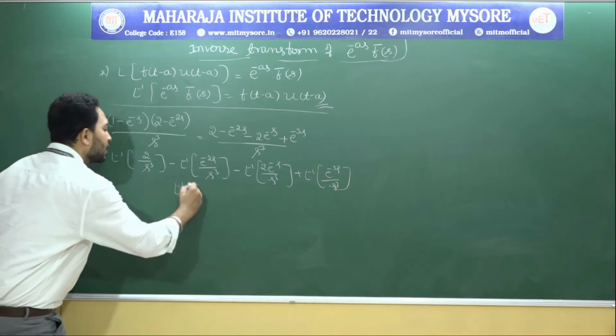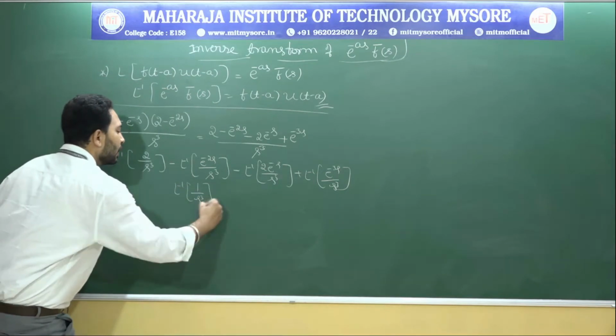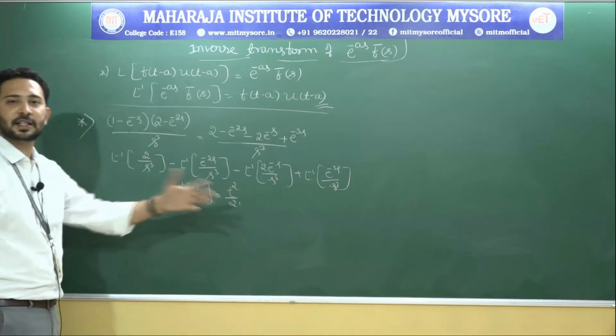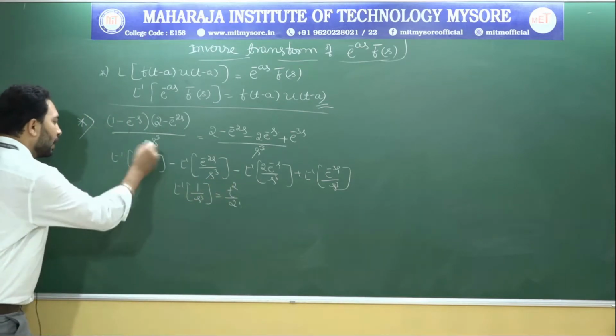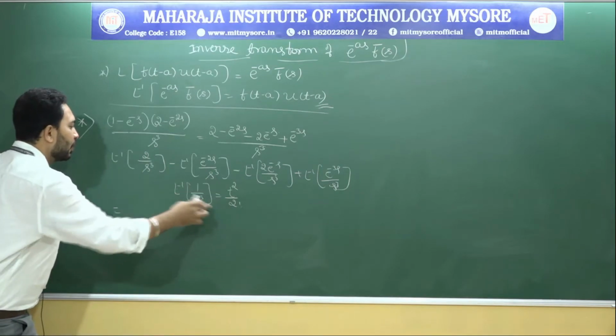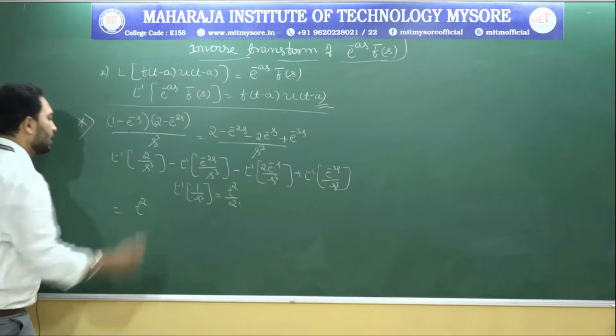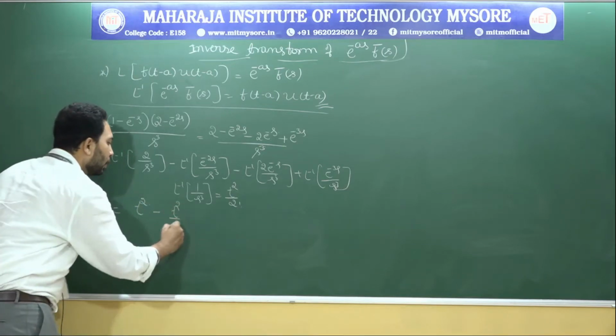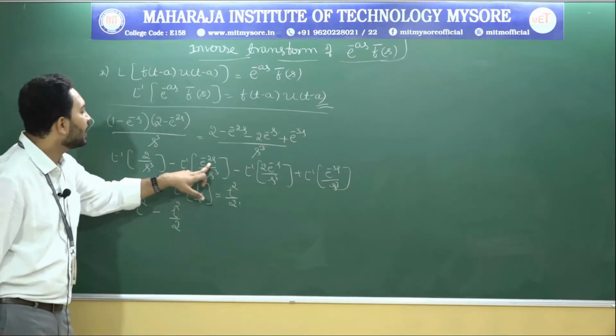So what is L inverse of 1 over s cube? It is nothing but t square by 2 factorial. T square by 2 factorial means t square by 2. Now the inverse Laplace of 2 divided by s cube is t square, and L inverse of 1 over s cube is t square by 2, into e power minus as.